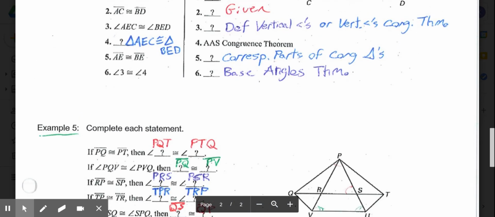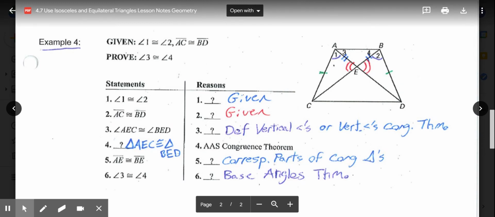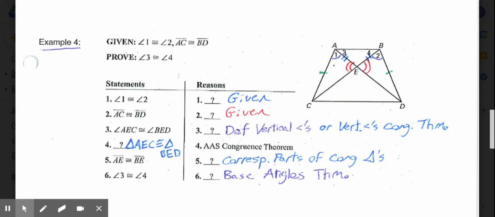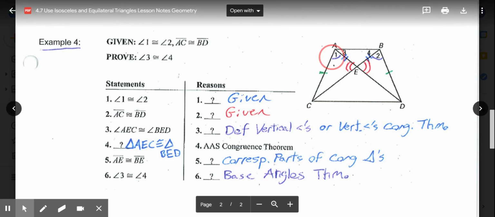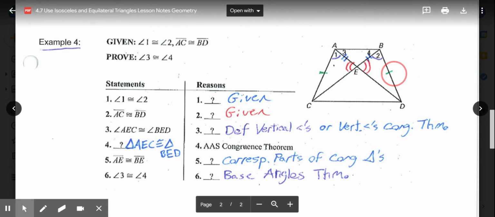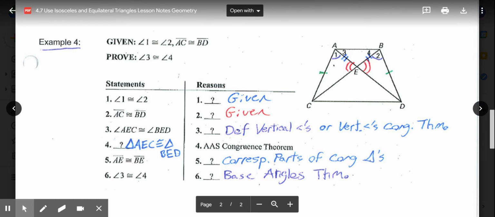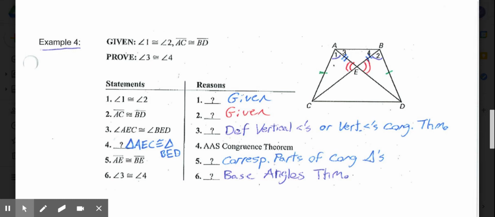Then we get into everyone's favorite, two-column proofs. So example 4, they gave us some info. Angle 1 is congruent to angle 2 and side AC is congruent to side BD. So I went in and marked angle 1 congruent to angle 2, side AC congruent with a hash mark to side BD. Eventually, we're proving angle 3 is congruent to angle 4, so the two up here. So how do we get there?